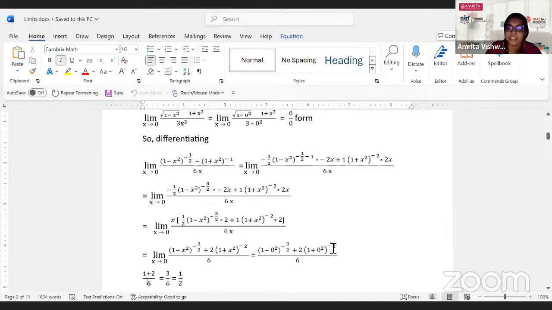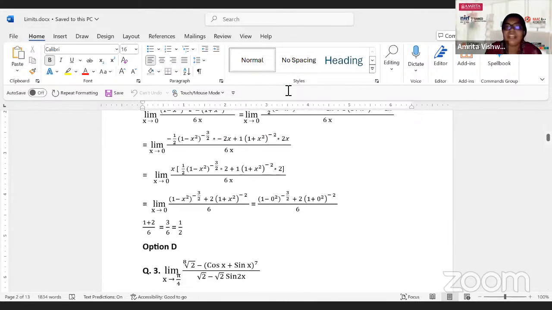Because I need to apply the limit. If the term is simplified, it will be easy for me to apply the limit. So this is what I have. If I'm taking the x outside, I'll be able to remove these two x. I have a 2 here. I have a 1 by 2 here. It's gone. So this becomes 1 minus x whole raised to minus 3 by 2 plus 2 into 1 plus x square whole raised to minus 2 divided by 6.